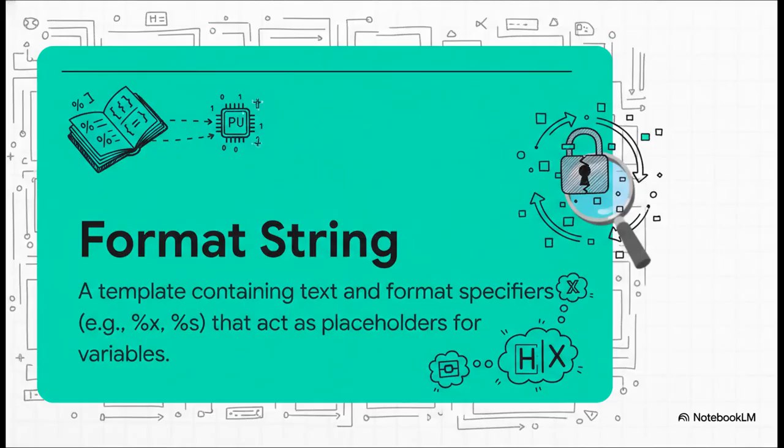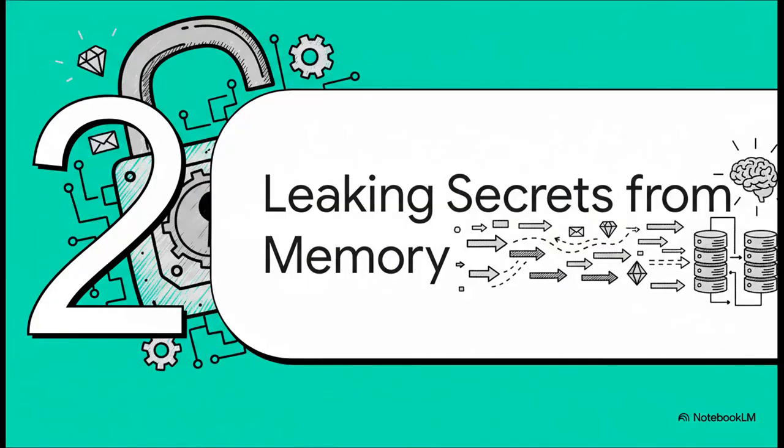So what exactly is a format string? Think of it like a template for your text, but the real magic, the secret sauce, is in these little things called format specifiers, like %x or %s. They're not just placeholders, they're actually commands. They tell printf to go fetch a piece of data and show it in a specific way, and that's where the power lies. So what happens when an attacker gets their hands on this template?